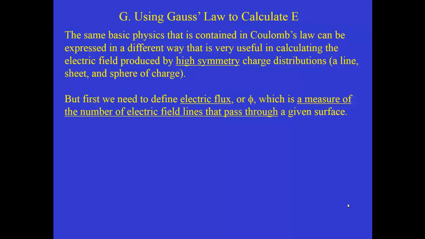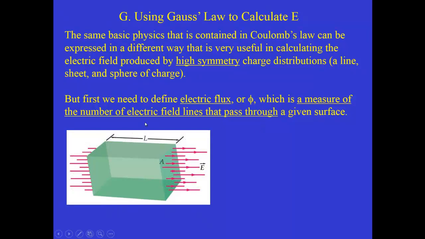But first, in order to understand what Gauss's law is telling us, we've got to define a new quantity called the electric flux, or phi. Some textbooks use phi sub e because later on in the course we will also define something called magnetic flux. But for now, phi represents flux. And it's a quantitative measure of the number of electric field lines that pass through a given surface.